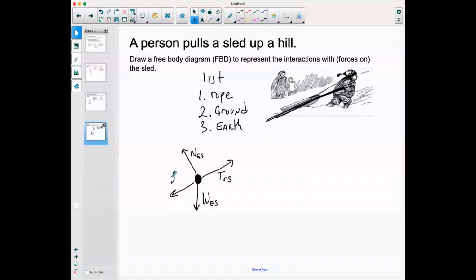And we're going to label that with a kind of a scripty kind of F, and this is going to be, again, the ground on the sled. And those are the four interactions with the sled. Three different objects exerting four different interactions.